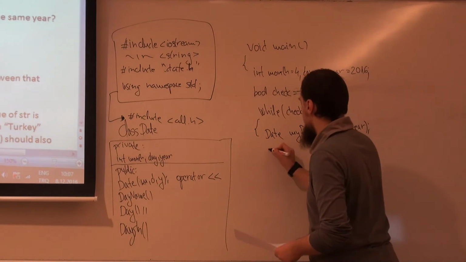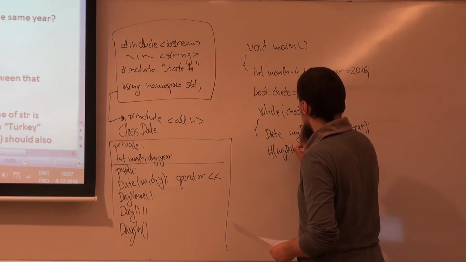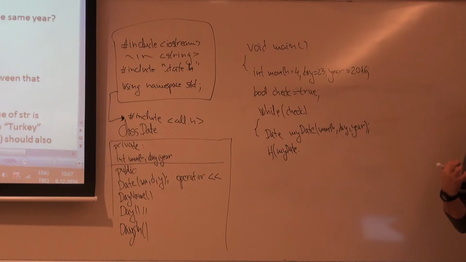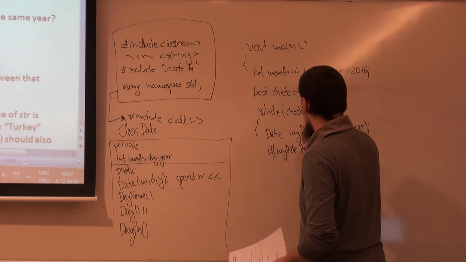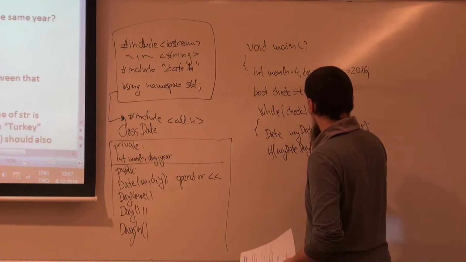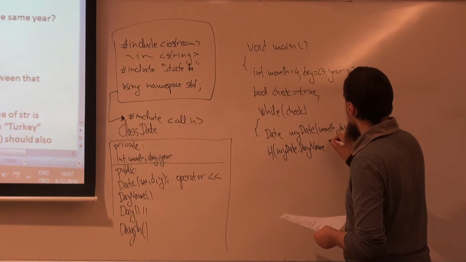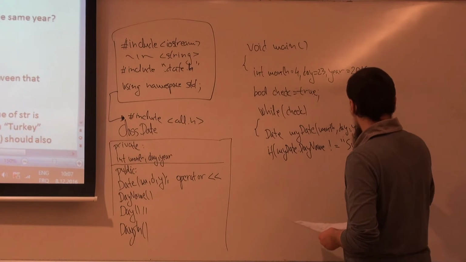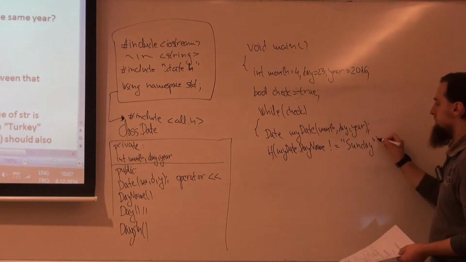Now I'm checking my date. How can I get the name of the day? Which member function should I use? Day name. So if my date point day name is not equal to Sunday, that's why I'm using the string library here for this not equal.